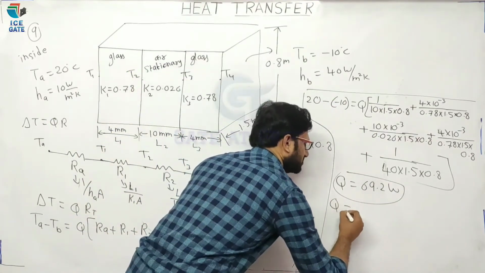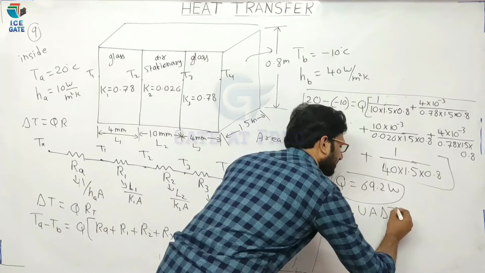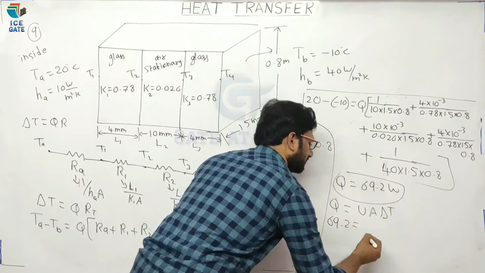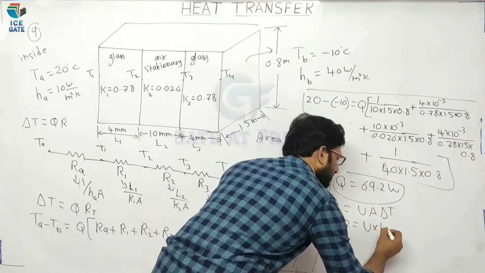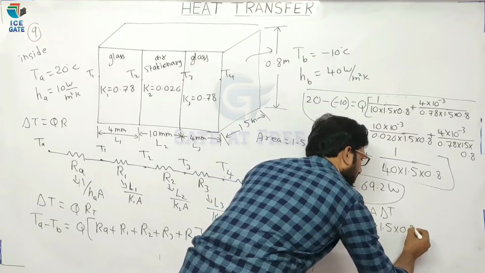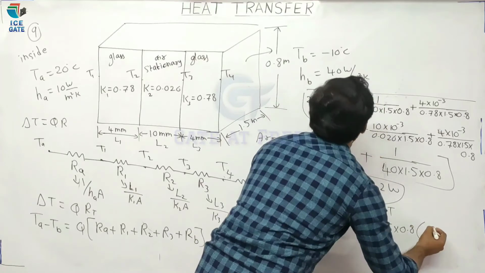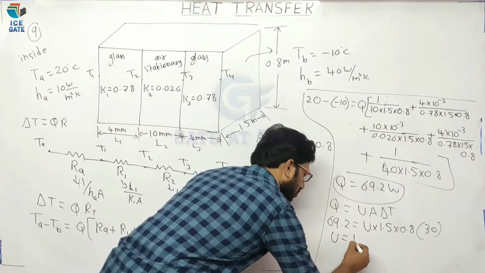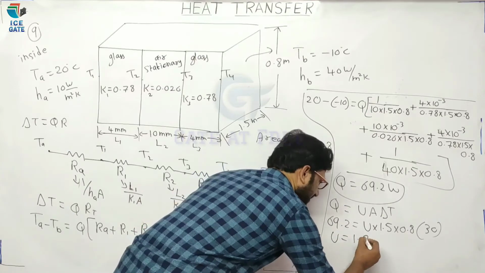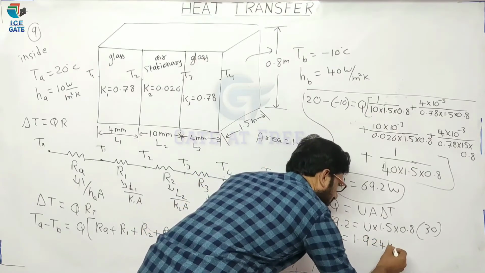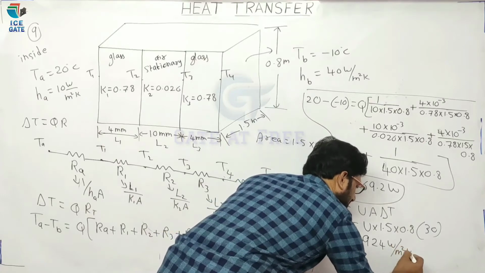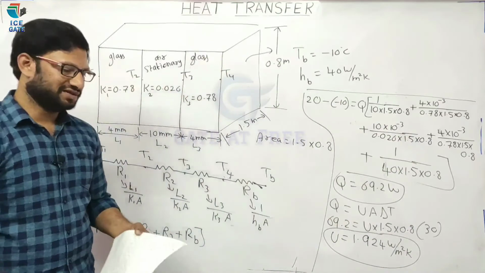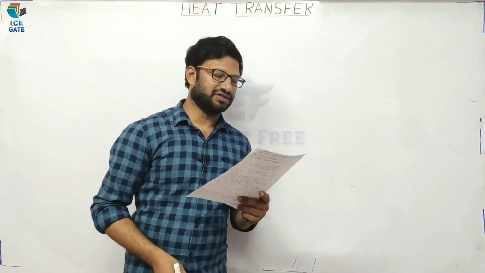We have a formula Q is equal to UA delta T. Now what is Q here? 69.2. U we have to find out. What is the area? 1.5 into 0.8, and delta T is 30. Therefore, the U value is 1.924 watt per meter square Kelvin. Now, hope you understood this question. Okay, now see the 10th question.